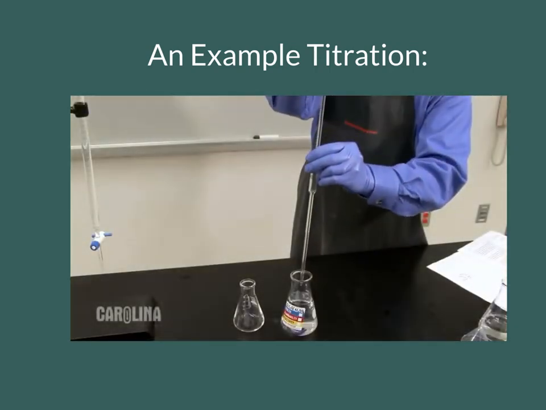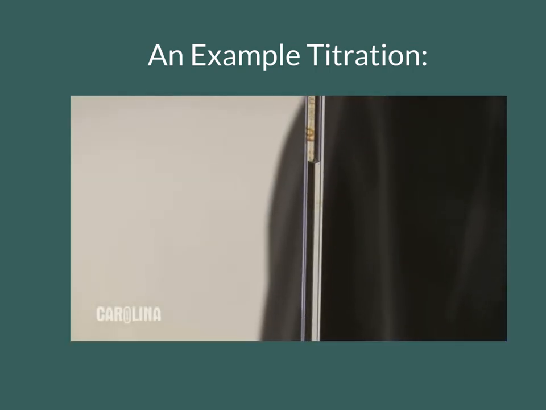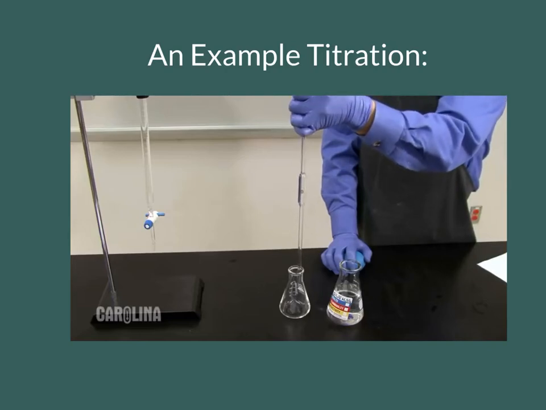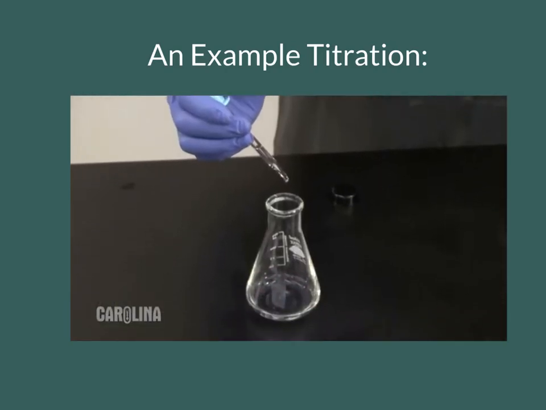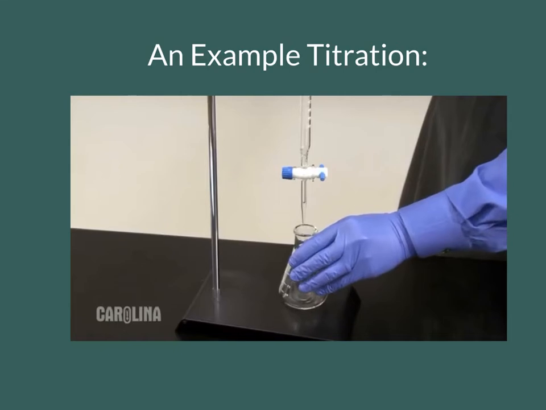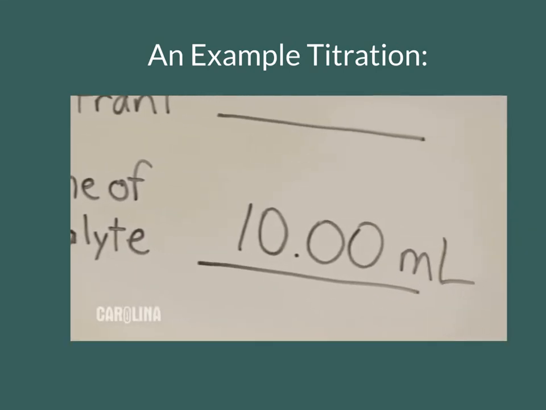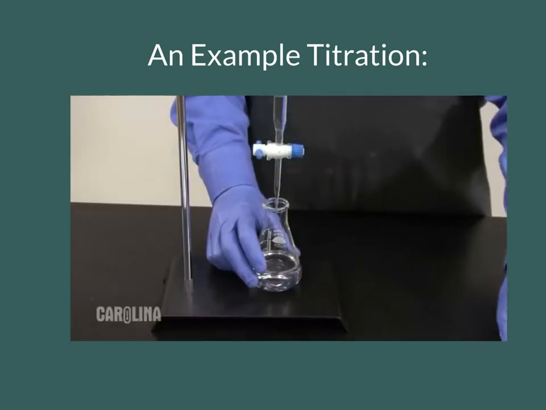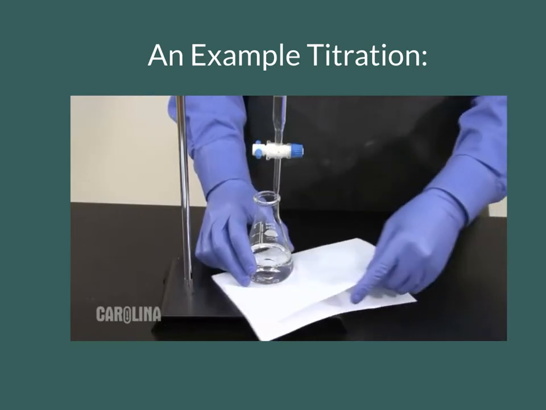Use the volumetric pipette to transfer the analyte to the flask. Add a few drops of indicator to the flask and swirl. Place the flask under the tip of the burette. Record this volume. Placing a piece of white paper under the Erlenmeyer flask may make it easier to detect the color change.